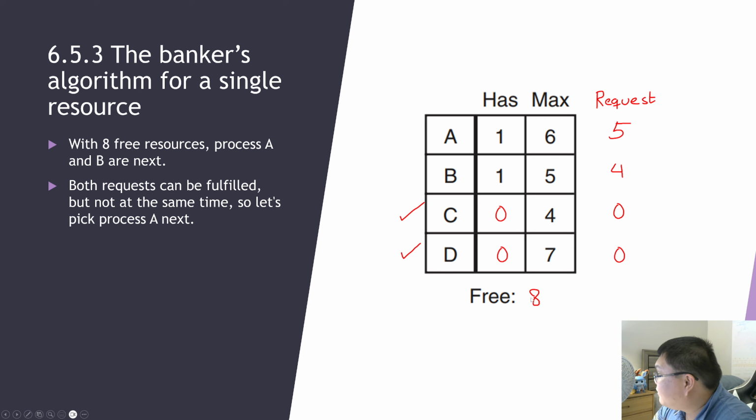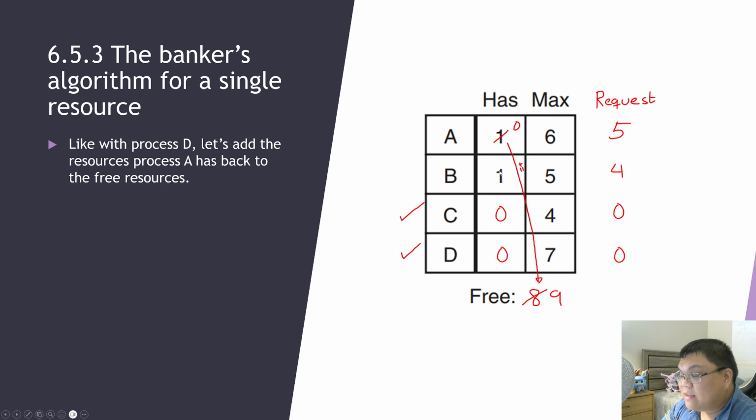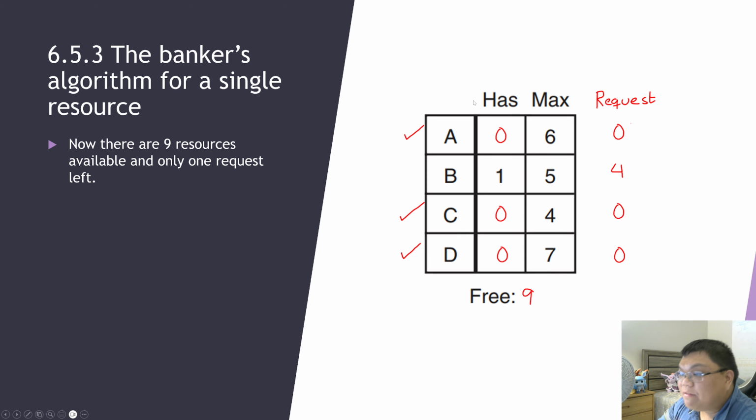Now we have 8 resources left, and processes A and B need 5 and 4 more resources. Either one could be fulfilled, but let's pick process A next. So process A only has 1 resource allocated to it, so we're just gonna take that 1 resource it has, put it back in the free pool here, so now we have 9 resources available, and we can check off process A as running to completion.